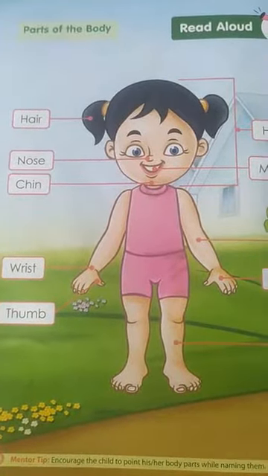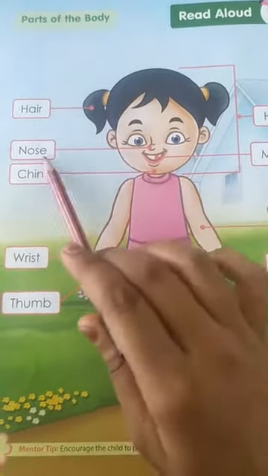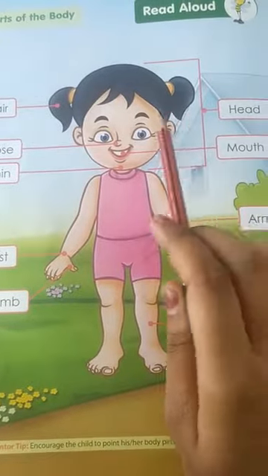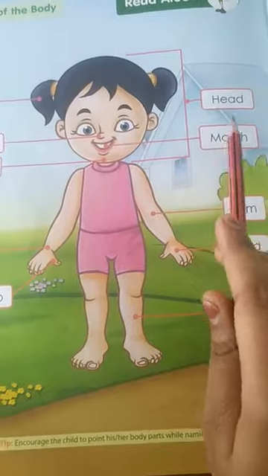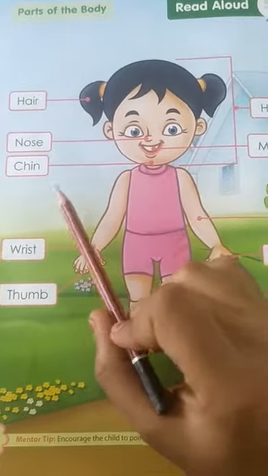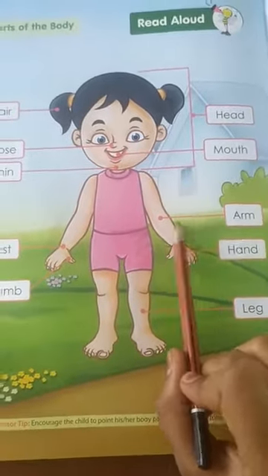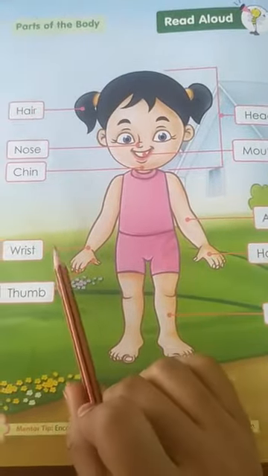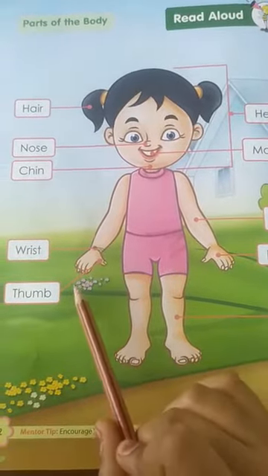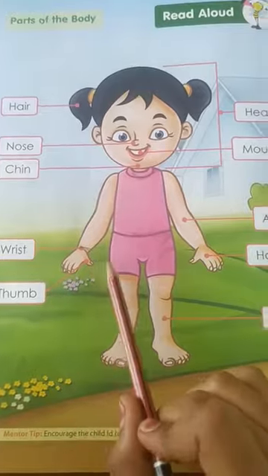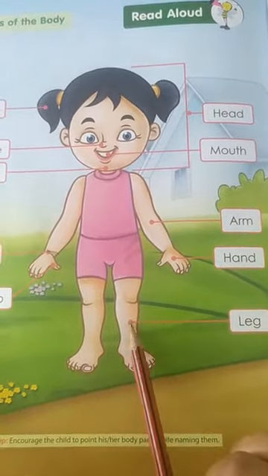Kids, let's read again the body parts. Hair, nose, head. This part, the upper part is called a head. Mouth, chin, arm, hand, wrist. This part is our wrist. Thumb, these are fingers, leg.